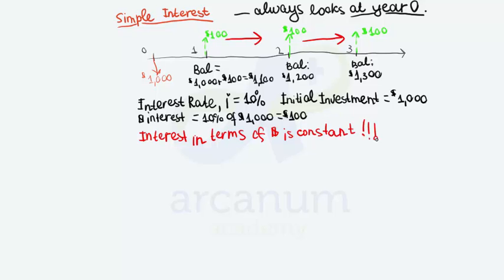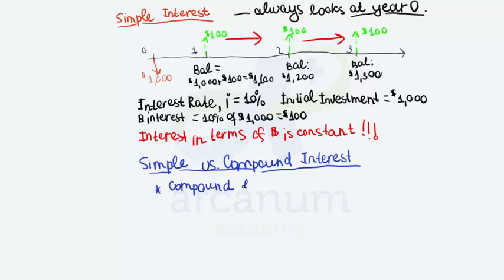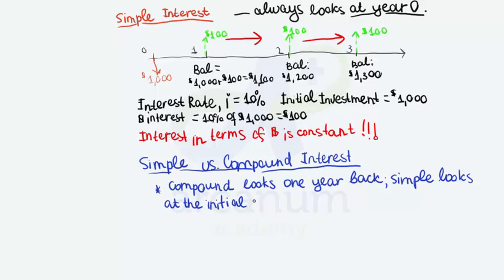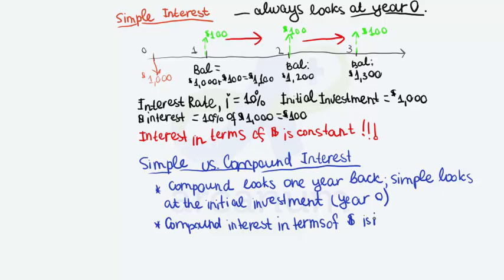So what is the difference between simple and compound interest rate? First of all, compound interest rate looks 1 year back and compounds interest on the balance 1 year before. Simple interest rate, on the other hand, always looks at the original investment, year 0, and it compounds interest based on the original investment. Compound interest in terms of dollars is increasing, while simple interest in terms of dollars is staying constant.